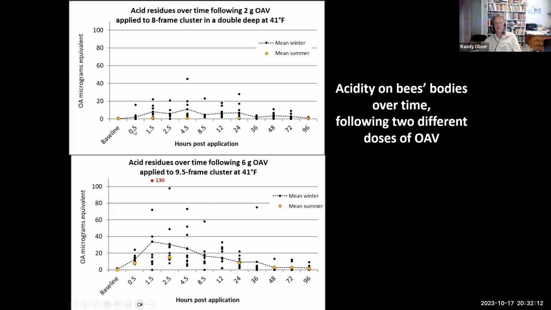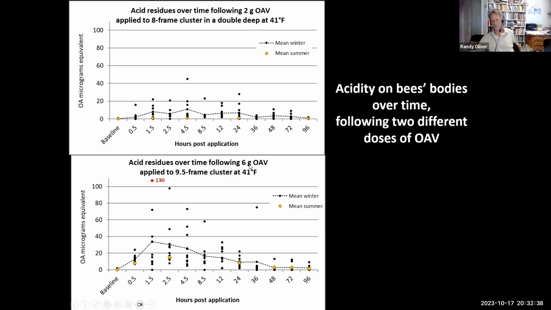This is half an hour after application, 2.5, 8.5 hours, 1 day, and then 2 days, and then 3 days after application. We want to be up in this range up here for efficacy. And you can see that with 1 gram per brood chamber, you never get up there. And that's wintertime. Summertime, you're even lower. The bees get it off even faster.